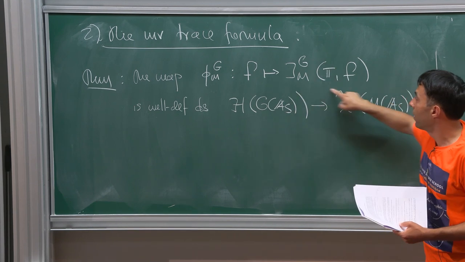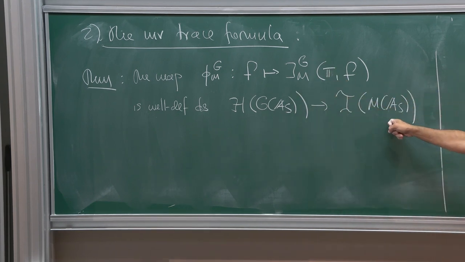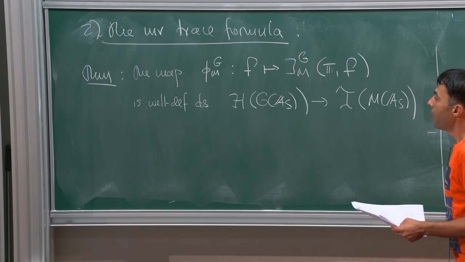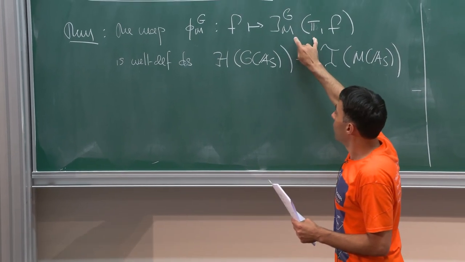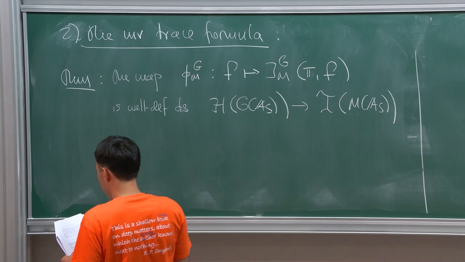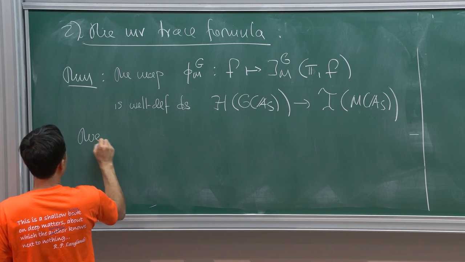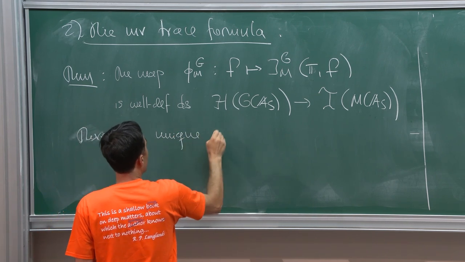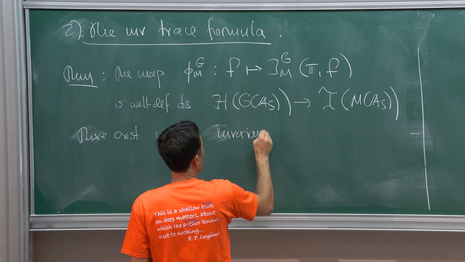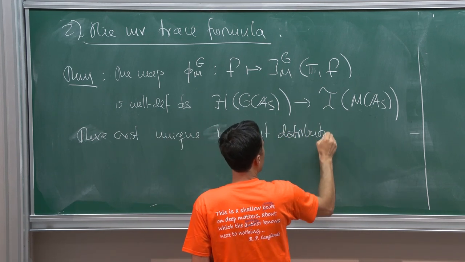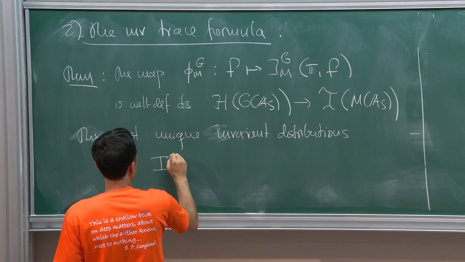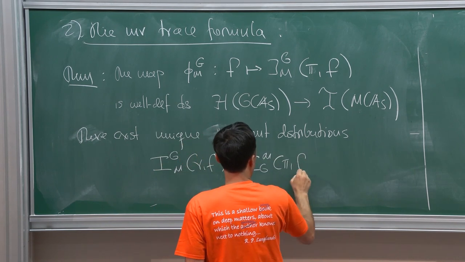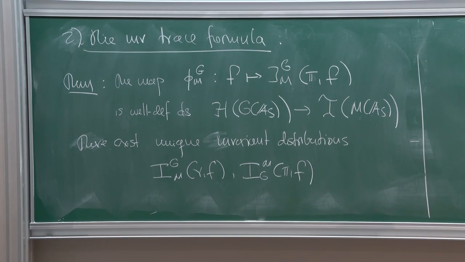And now I'm thinking of this in the variable pi as a function in here, because I'm thinking of the interpretation of this space as functions on tempered characters. And this is now going to help me modify the distributions J to make invariant distributions. So the second statement is there exist unique invariant distributions I^G_M(γ, F) and I^G_M(π, F), which are determined by the following formulas.